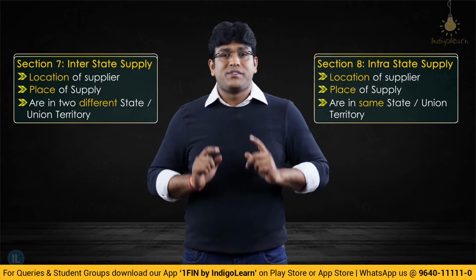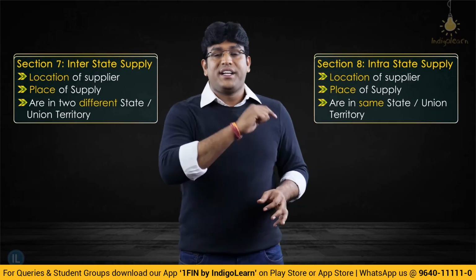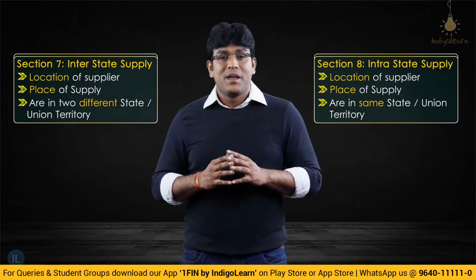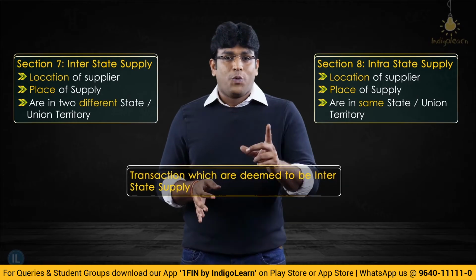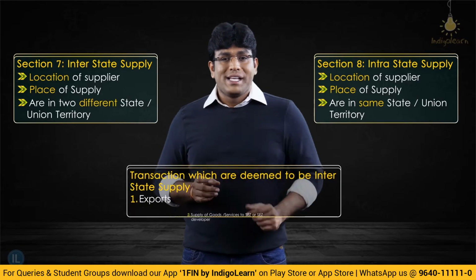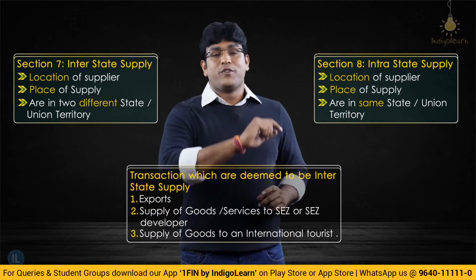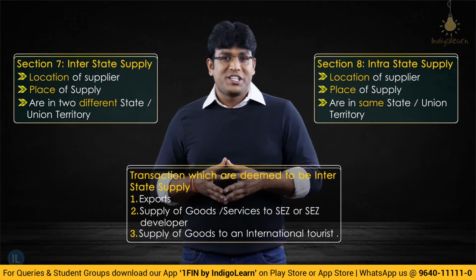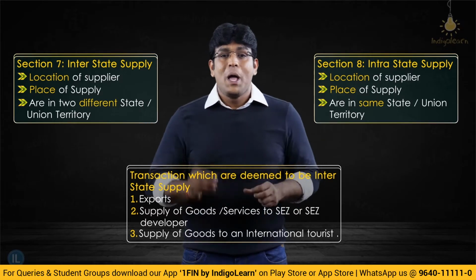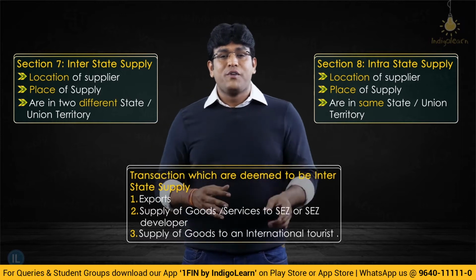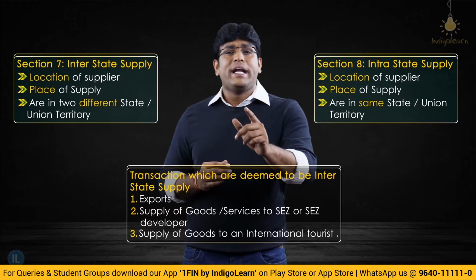Whereas if the location of supplier and place of supply both are in the same state or UT, we treat it as intrastate supply. But in 2-3 cases, it is deemed to be intrastate supply. What is number 1? Exports. Number 2, supply to SEZ unit or SEZ developer. Number 3, supply of goods to an international tourist. An international tourist is somebody who is not normally resident in India but comes to India for a stay of not more than 6 months for a legitimate non-immigrant purpose.